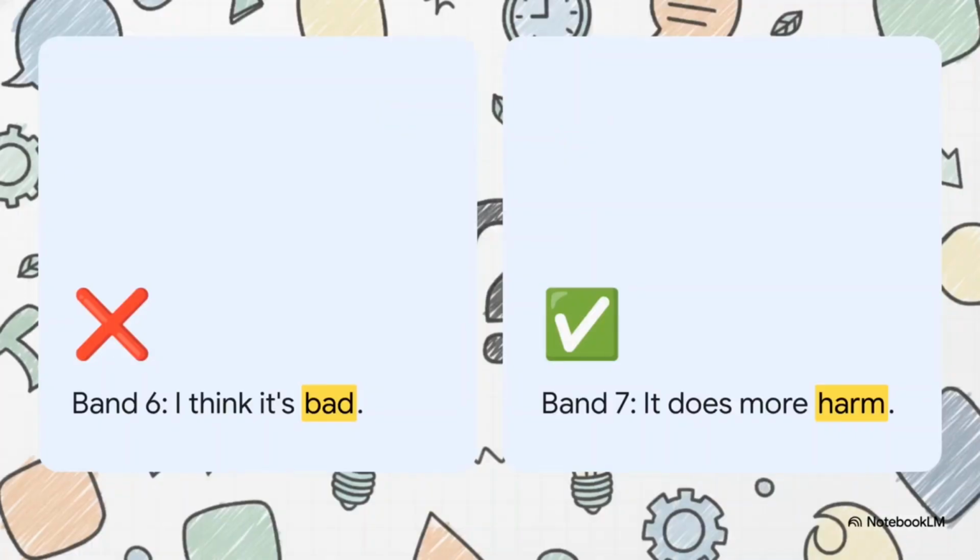Notice how the Band 6 candidate leans on a single flat adjective. I think it's bad. It shows absolutely no depth of thought and zero vocabulary range. Meanwhile, the Band 7 candidate uses a great idiomatic phrase to show a much more sophisticated evaluation. The way I see it, it does more harm than good. This phrase acknowledges that there might be good and bad elements, but ultimately weighs them against each other. It's an incredibly powerful answer starter.